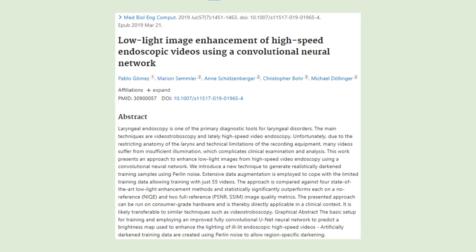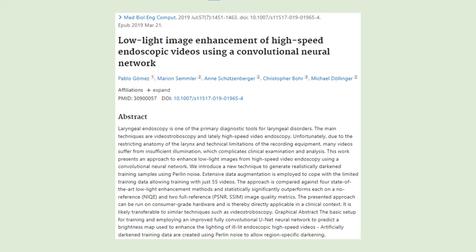This paper, by Gomez and co-authors from 2019, focuses on the image quality of laryngoscopic images from high-speed video due to low lighting. The approach to enhance low-light images using a convolutional neural network is compared against four state-of-the-art low-light enhancement methods and statistically outperforms each on a no reference and two full reference image quality metrics.